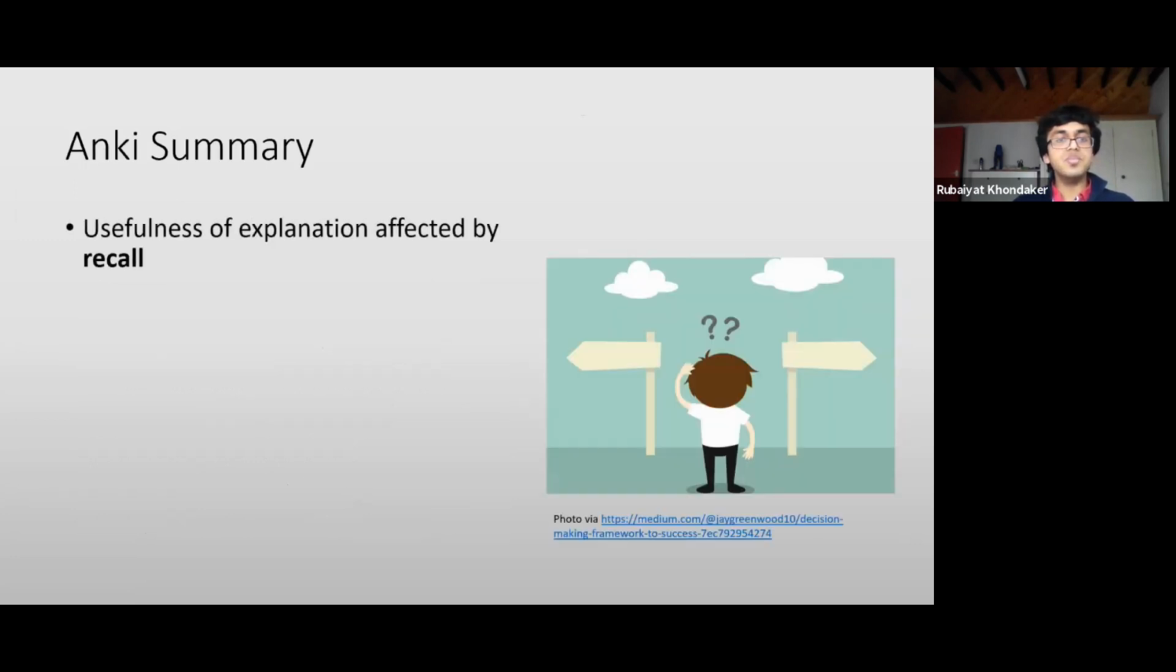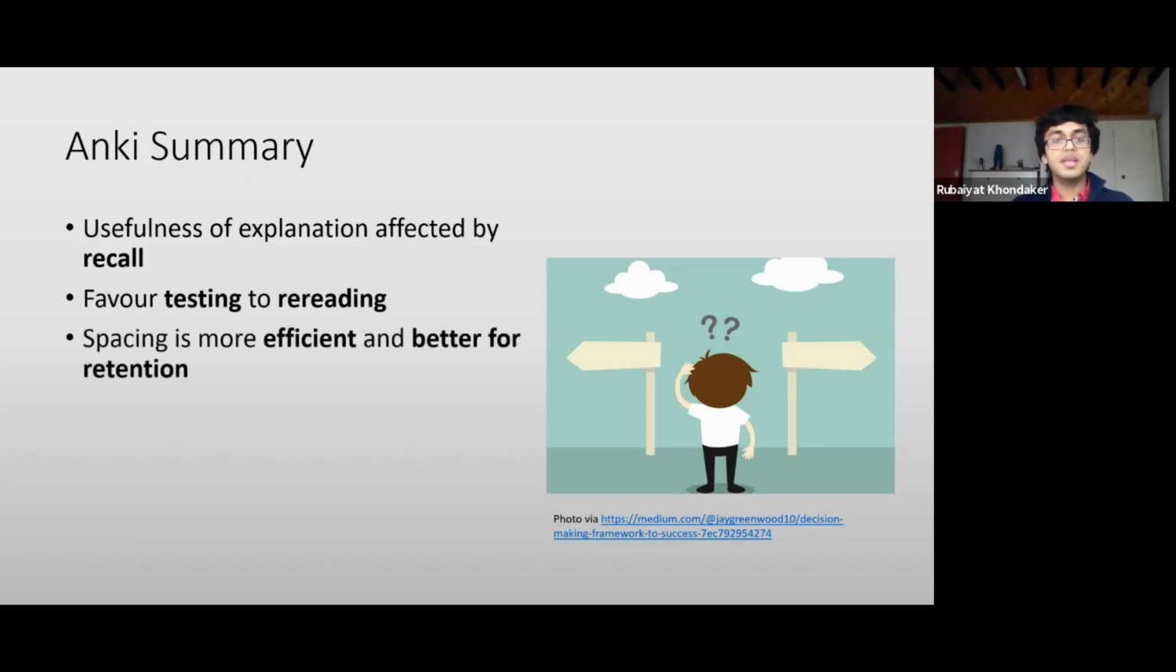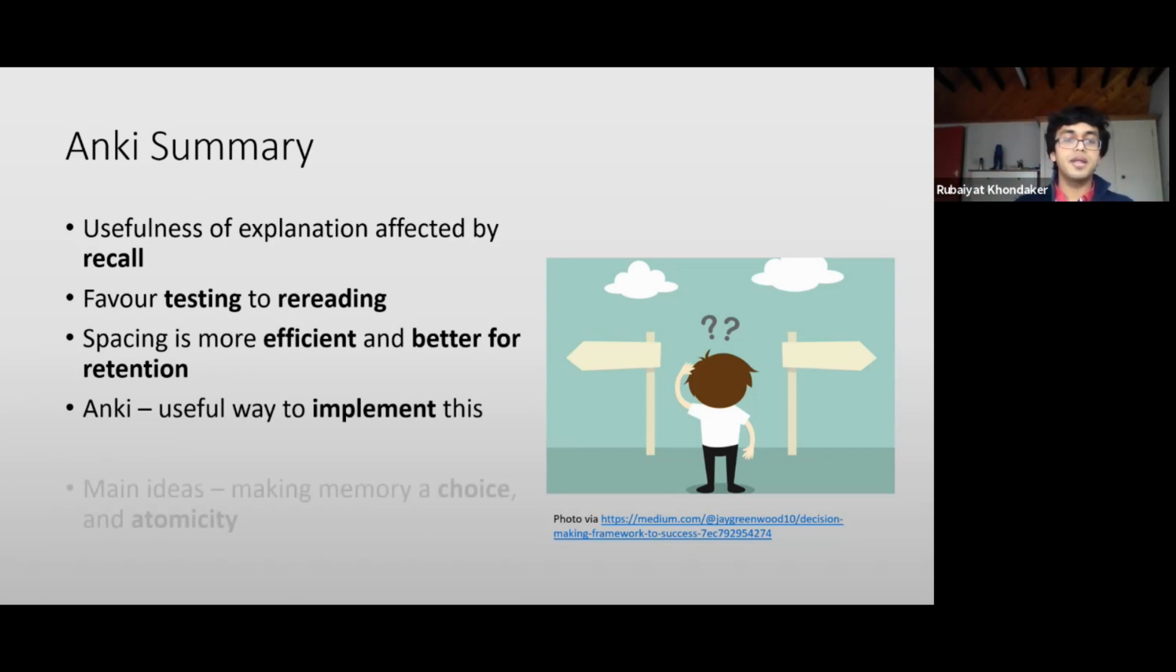Okay, so as a summary, the usefulness of an explanation can be affected by the learner's recall of their knowledge and their understanding, and also how easily they can do that. In terms of improving that recall, it's better to test rather than just reread the same thing over and over again. And the spacing effect means that you can do this really efficiently because the intervals increase exponentially, right? It's like times 2.5, times 2.5, times 2.5. You get very long very quickly. Anki, because it manages it all with a computer, is a useful way to implement it.